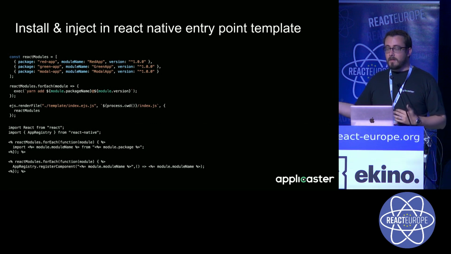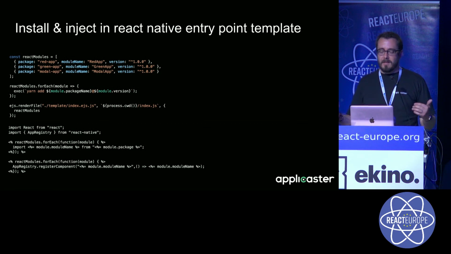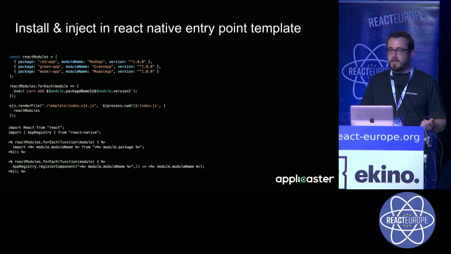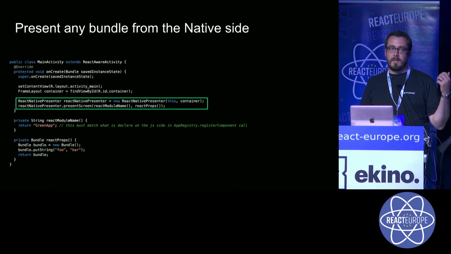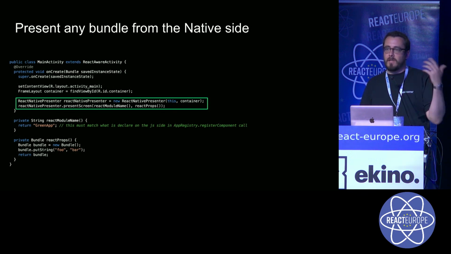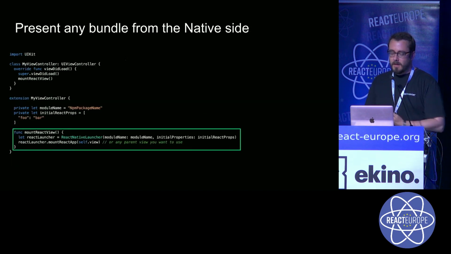Then we install all those plugins at build time, and we generate, with a templating engine, an index where we write the import statements and the AppRegistry components. With this, we can have only one bundle that aggregates all the plugins. We're sure that we have tools that prevent naming collisions and all that kind of stuff, and it turns out to be very fast and very efficient. In native, it's as simple as using a container view, the module name, and the props that you want to inject, and you present the view. You can have any React Native view anywhere in your native app. On Android, it's a bit more work. On iOS, it's a lot easier, but on both platforms, it works really well.